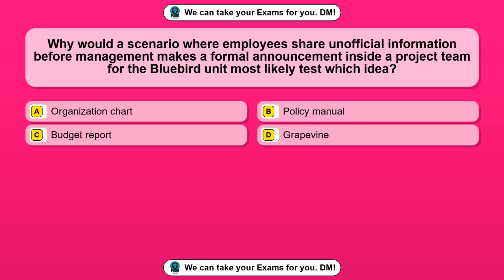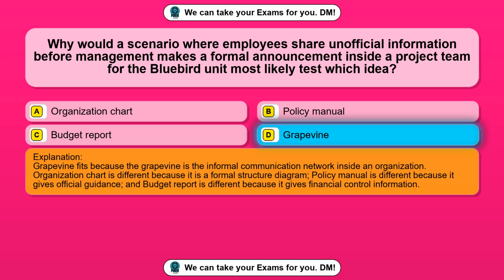Question 62. Why would a scenario where employees share unofficial information before management makes a formal announcement inside a project team for the Bluebird unit most likely test which idea? Option A, organization chart. Option B, policy manual. Option C, budget report. Option D, grapevine. The correct answer is option D, grapevine.